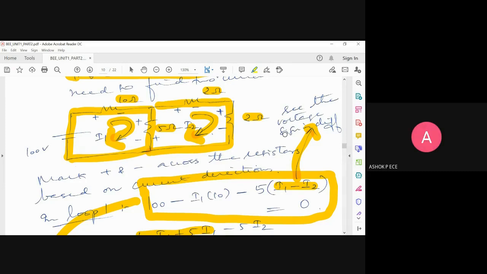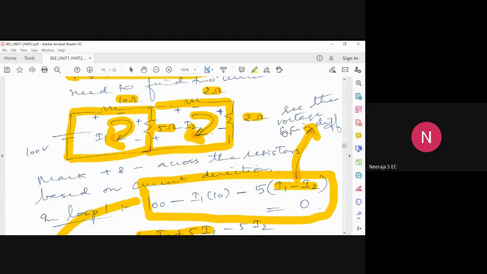And what is the sign of that 5? 5 into I2 minus I1, plus or minus? Plus. See the current flow in 5 ohm, it is going from plus to minus. Plus to minus means plus.